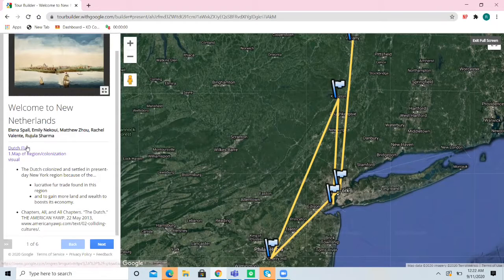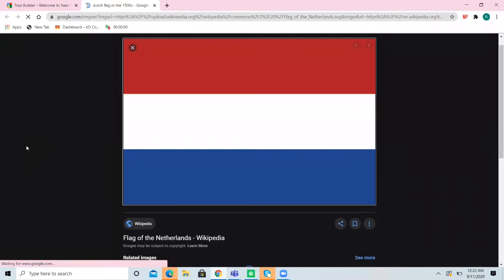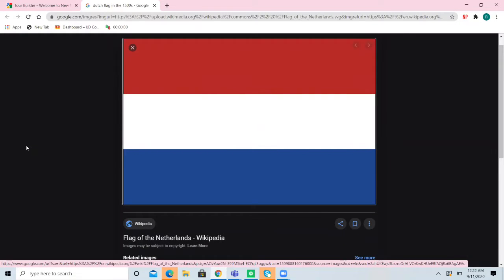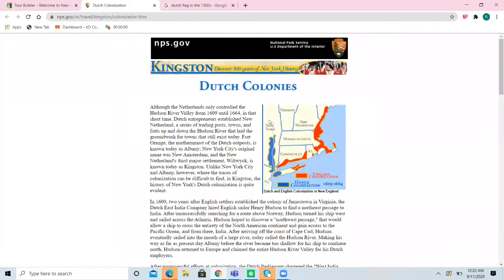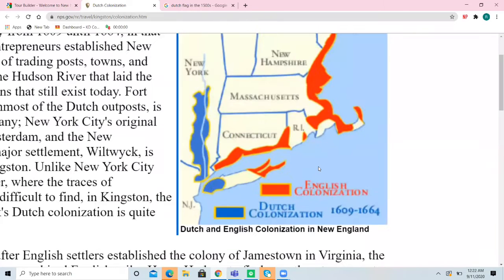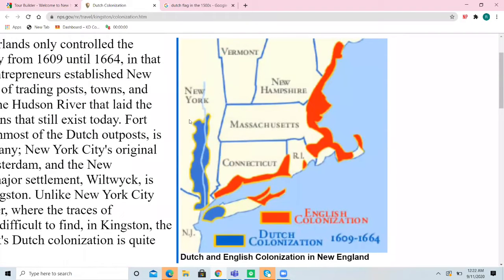So let's get started. First of all, here is the picture of the Dutch flag. As you can see, it's a simple red, white, and blue flag. And then moving on, here is a map of the region they colonized. As you can see here in blue, they mainly colonized in present-day New York.